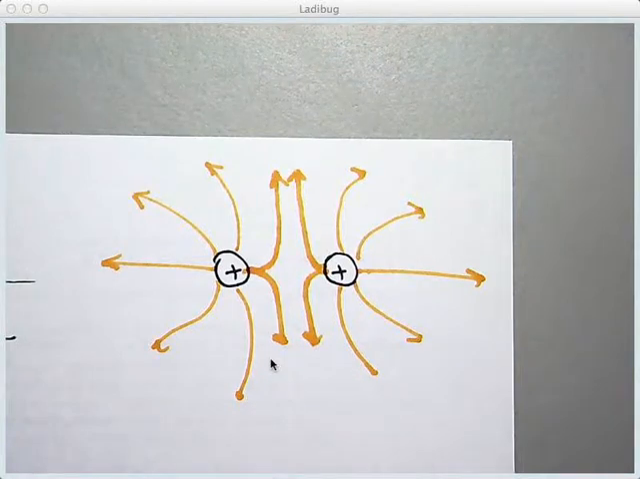So why is it that the general trend would be a curve? Let's say we did use test charges, and let's say we put a test charge. I don't know.